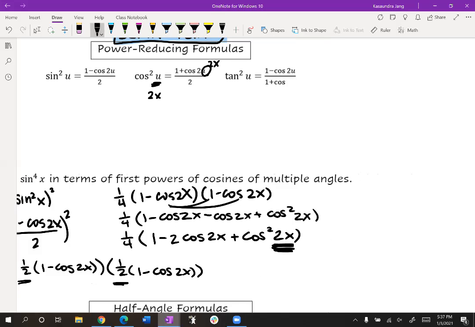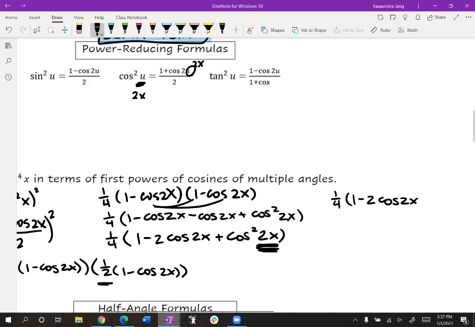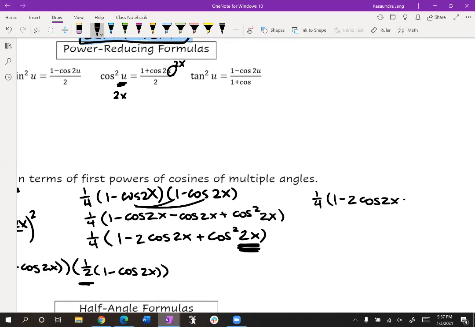Okay, so 1/4. I still have the 1 minus 2 cosine of 2x. That hasn't really changed. It's this last guy, the cosine squared of 2x, that we are going to use the identity on. And it's going to be a 1 plus cosine of 2 times my 2x. Instead of 2 times u, my u is a 2x, and then all over 2.